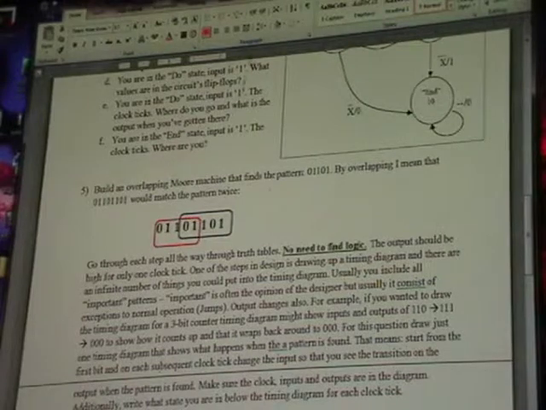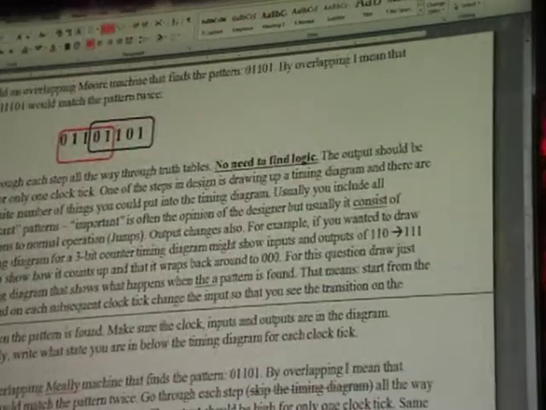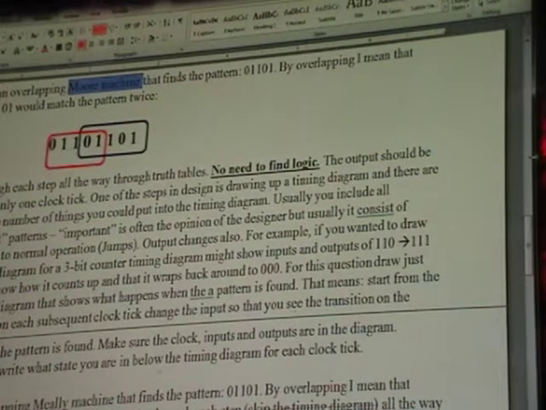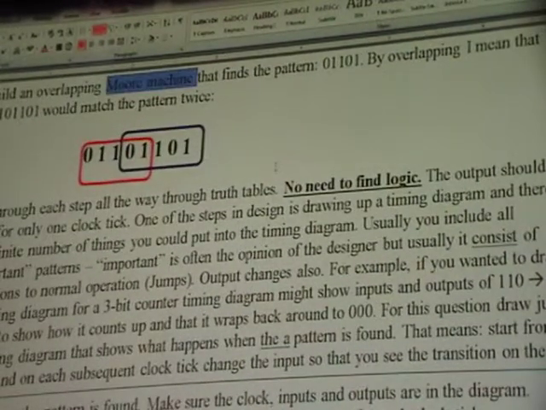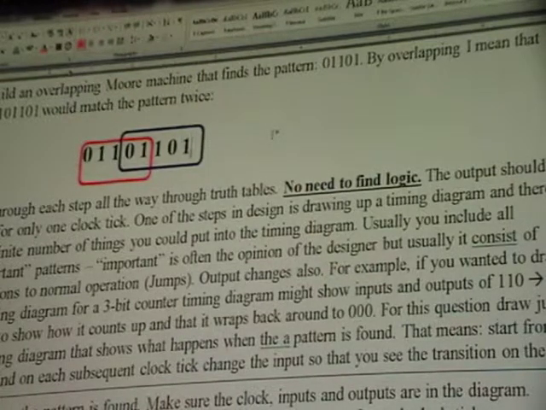So let's do a design. Let's do this Moore machine right here. Okay, and that is an overlapping pattern matching problem. And for all of these problems, if you can build the state transition diagram, you are in good shape. It's the state transition diagram that's the challenge.